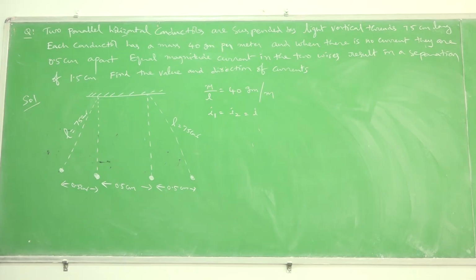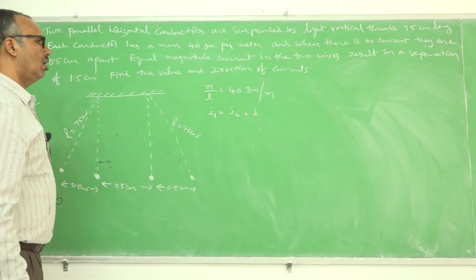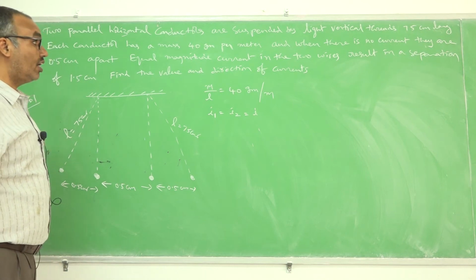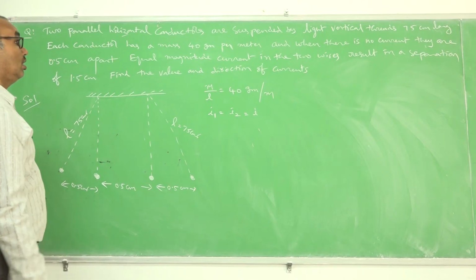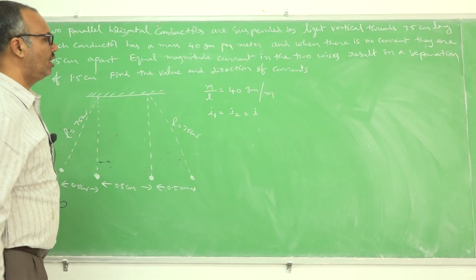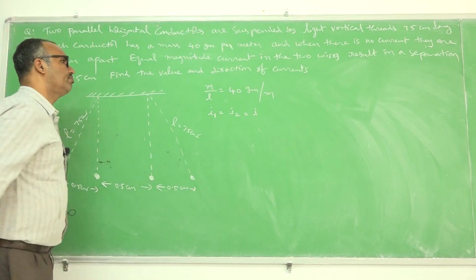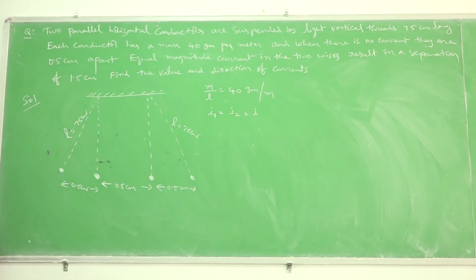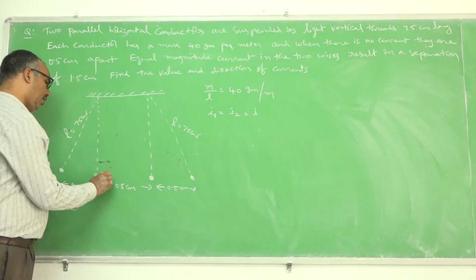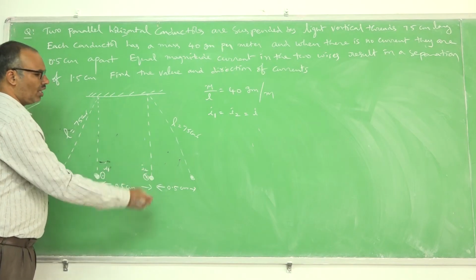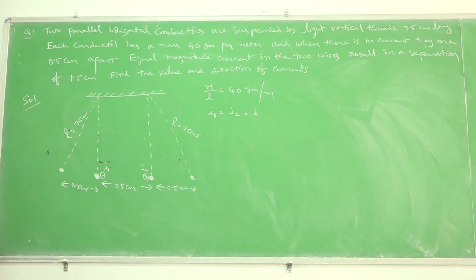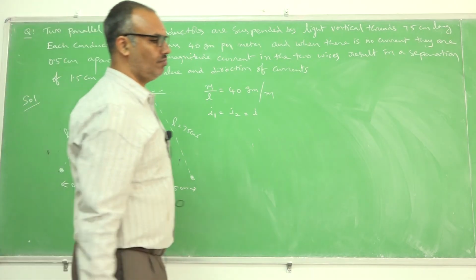Obviously, the directions of currents are anti-parallel to one another. If currents are traveling parallel to each other, they will attract. If currents are traveling in opposite direction, they will repel each other. Here repulsion is happening, so the direction of currents is opposite to one another. If current is going into the paper here, current should go out of the paper here. Here current I1, here current I2, both having identical magnitude, but the direction is different in the two conductors.